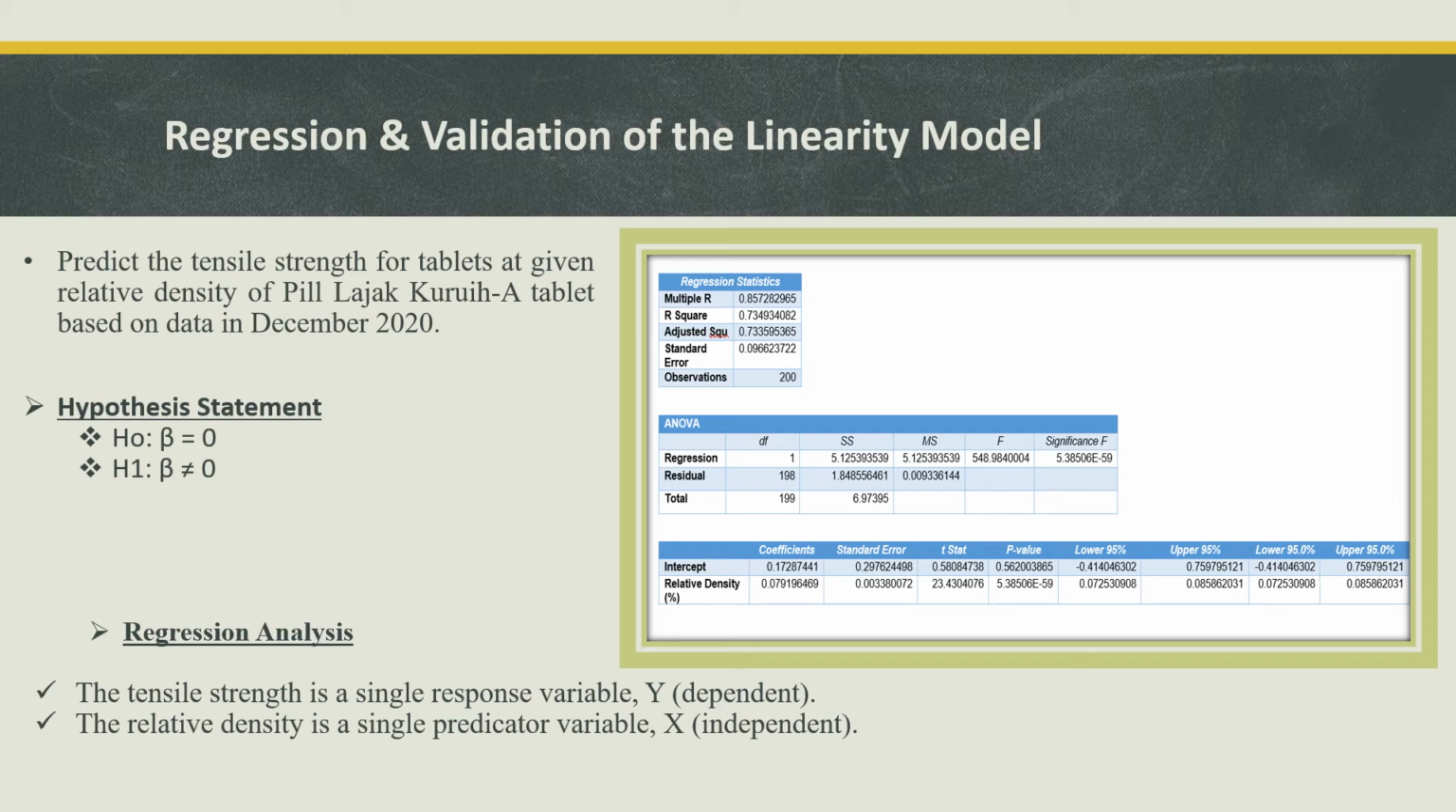The relationship can be written as y equals alpha plus beta multiplied by x. Here we can see the multiple R, which represents the strength of the positivity or negativity of the relationship. In this case, it is a very strong positive relationship because it is 0.57282965. Also, we will predict the valid tensile strength based on the sample data 200.